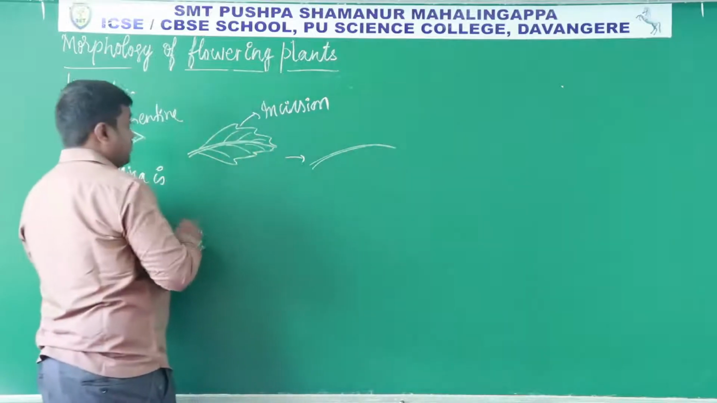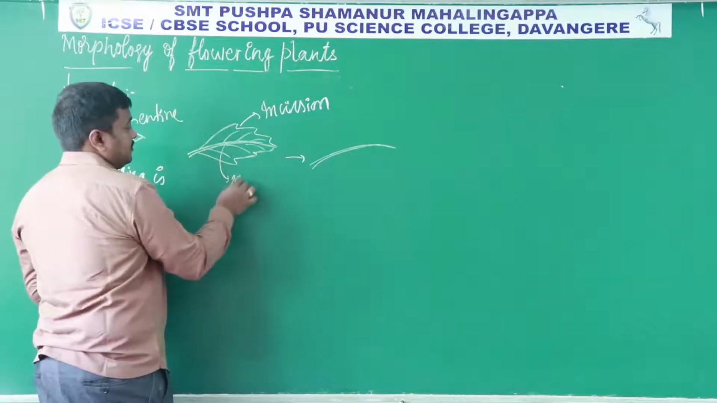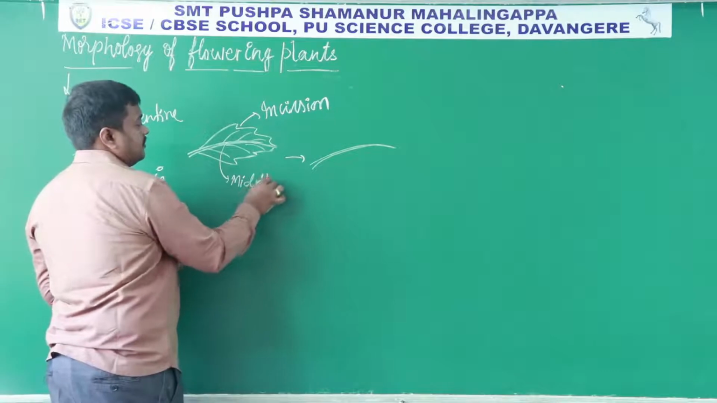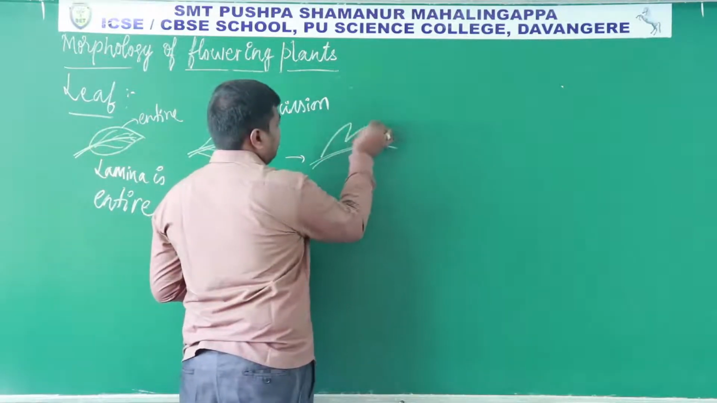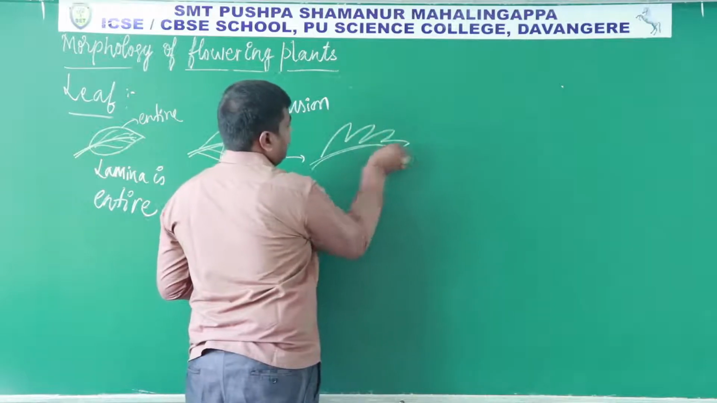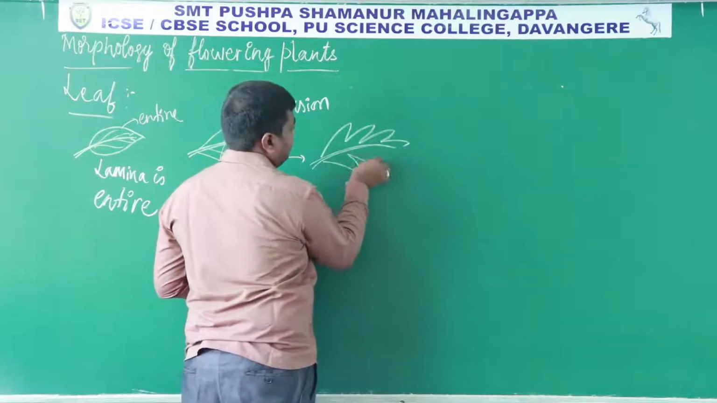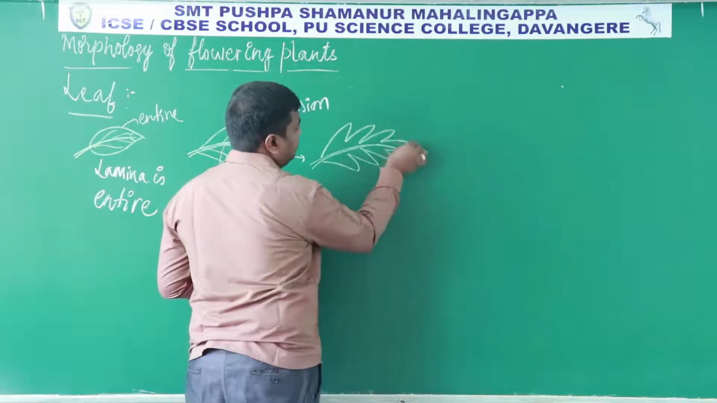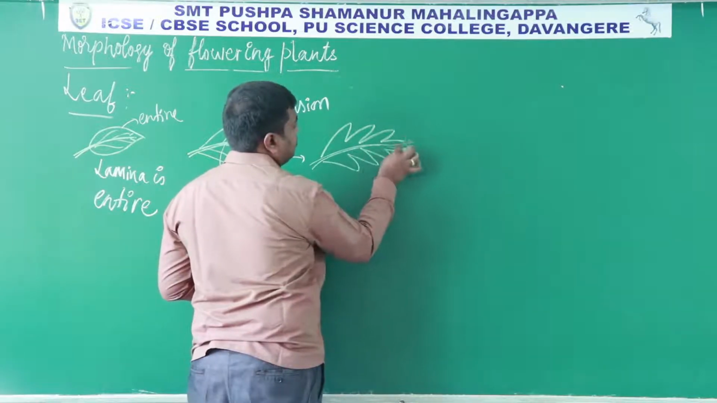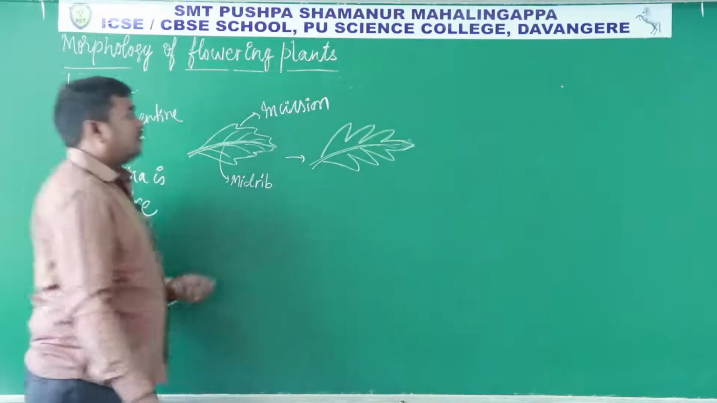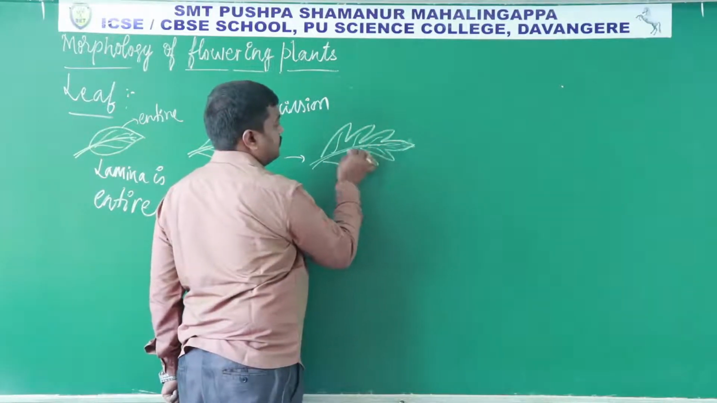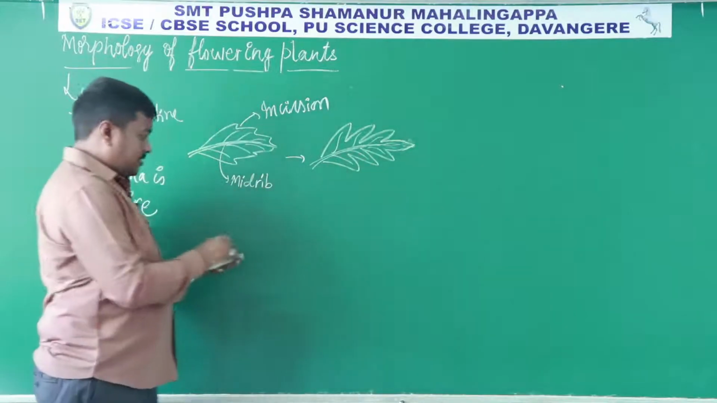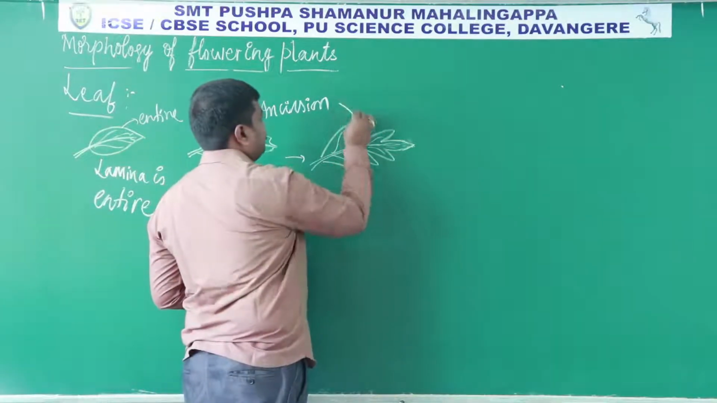And remember this is the midrib. And in some leaves that incision is like this. Okay, so this is again incision.